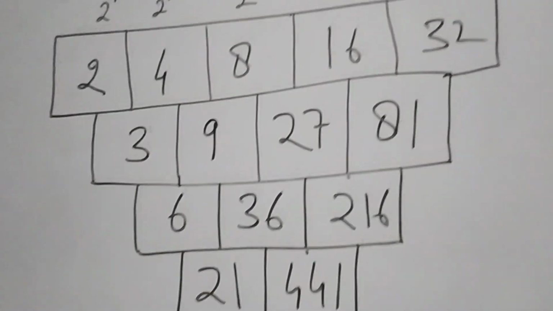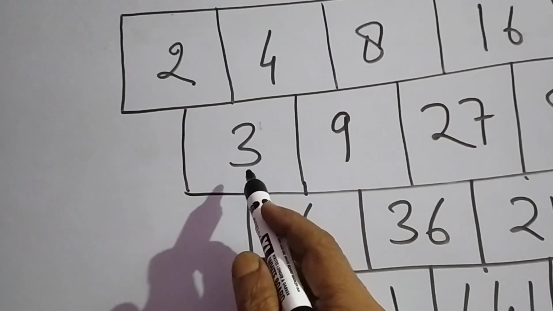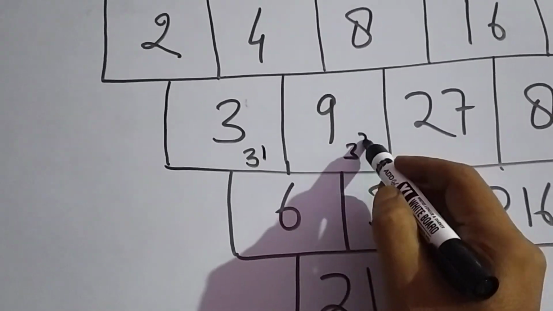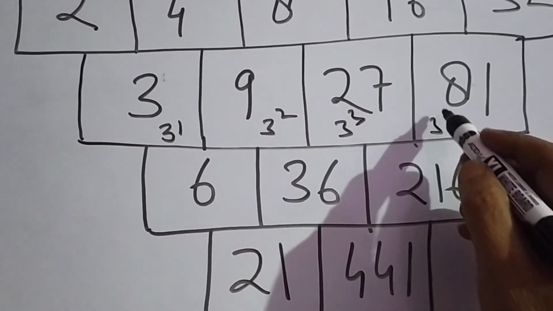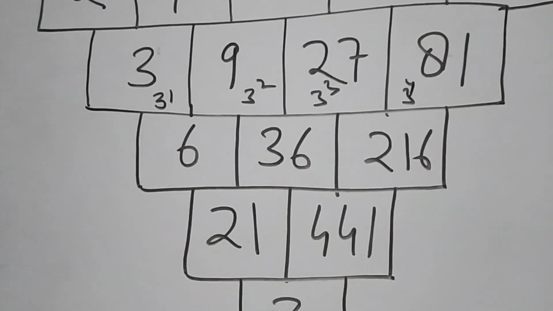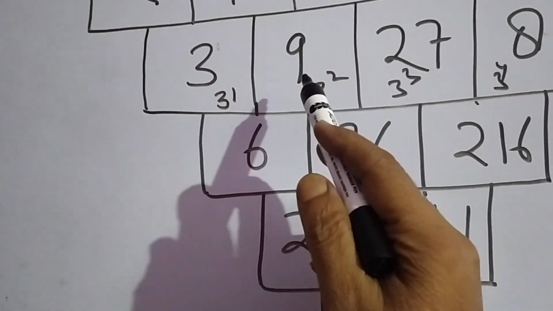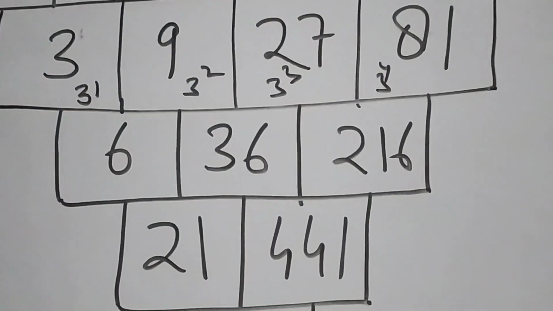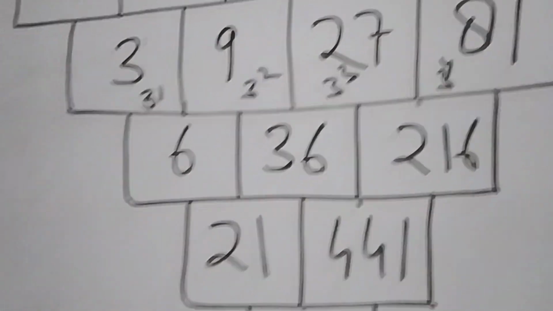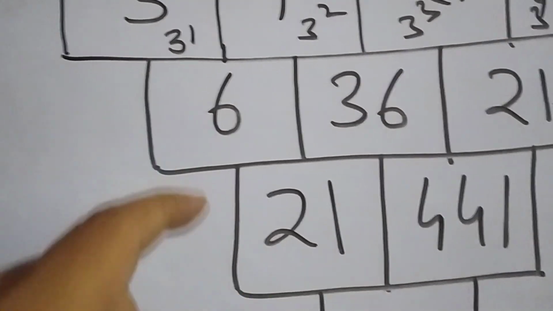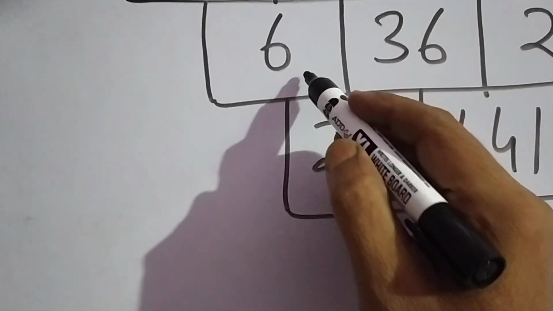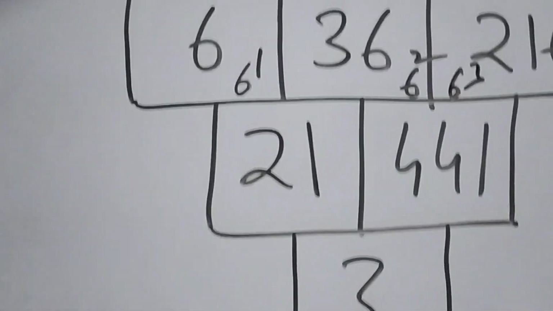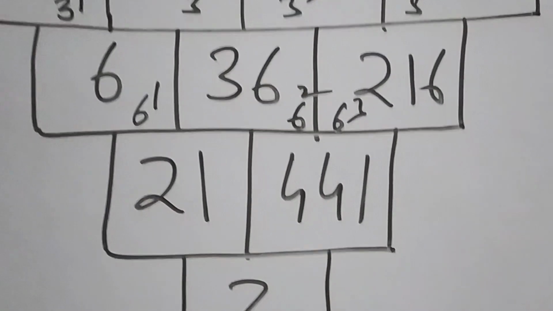Can we write like this in the next row also? It is 3. 3 raised to power 1, 3 raised to power 2, 3 raised to power 3, 3 raised to power 4. Now it's okay. 3 raised to power 1 is 3, 3 raised to power 2 is 9, 3 raised to power 3 is 27, 3 raised to power 4 is 81. No problem. Now what about 6? 6 raised to power 1, 6 raised to power 2, 6 raised to power 3. It also follows that rule.